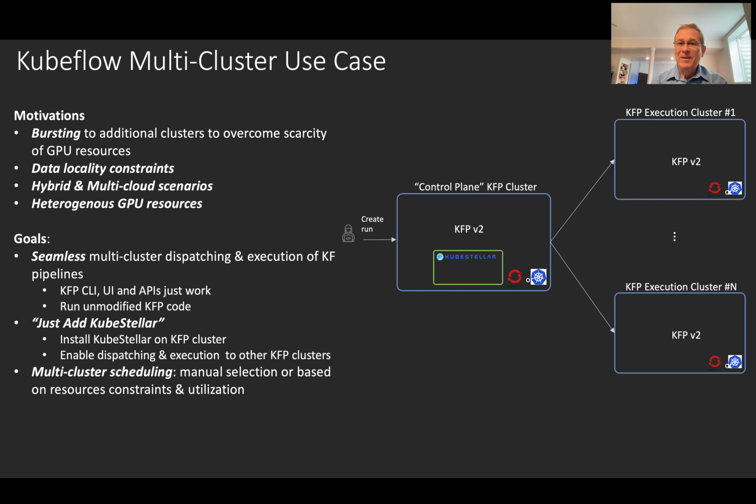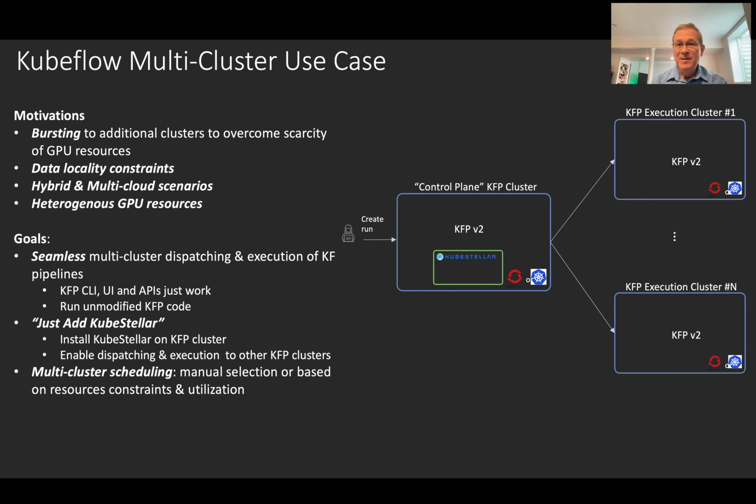The motivations are the following. First of all, you may want to burst to additional clusters because you may not have enough resources on the local cluster where you are running your pipelines. For example, you may not have enough GPU resources.